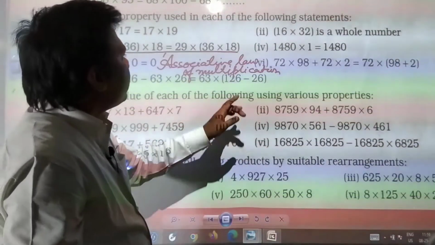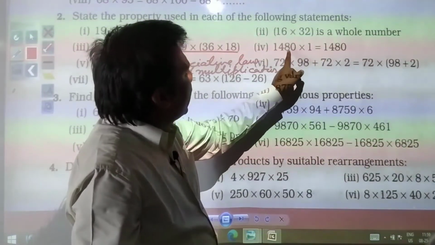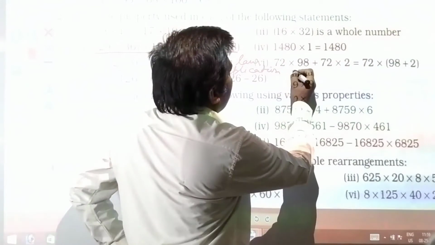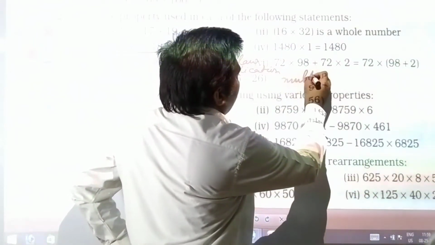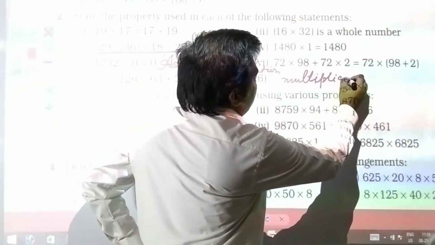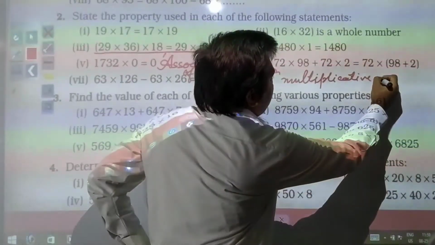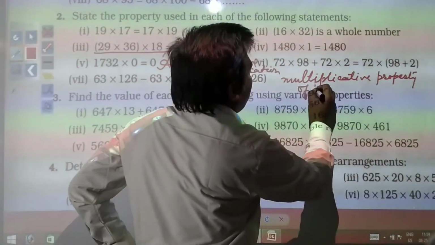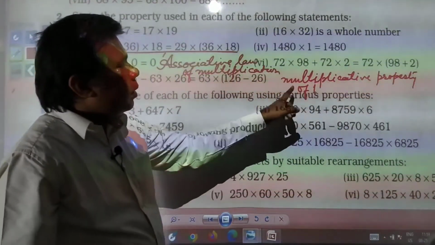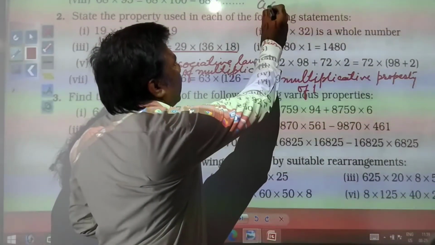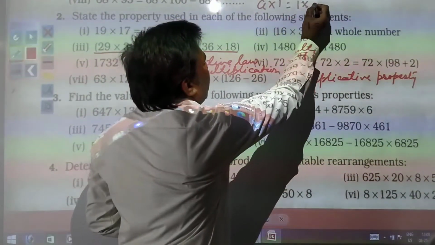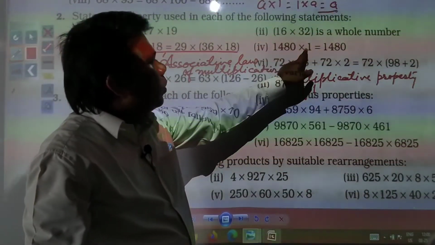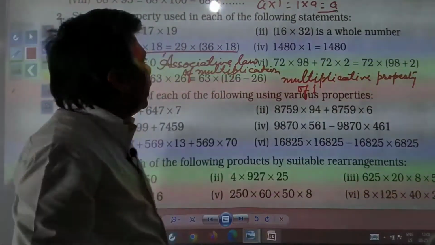Then you have 1480 into 1 is equal to 1480. This is multiplicative property of 1. If any number is multiplied by 1, suppose a whole number a you have and 1 you are multiplying, this will be 1 into a, and that is equal to a. Number does not change. 1480 into 1 will be equal to 1480.